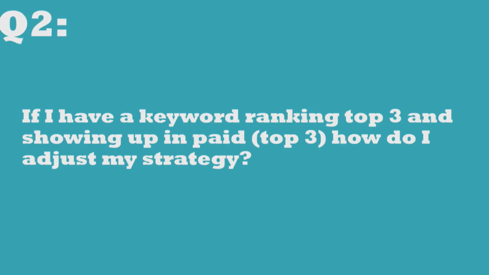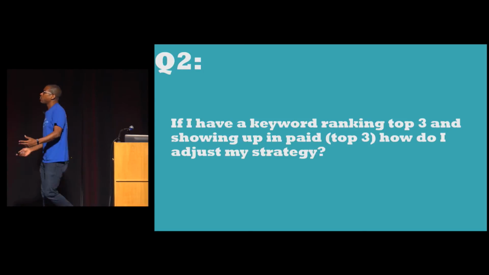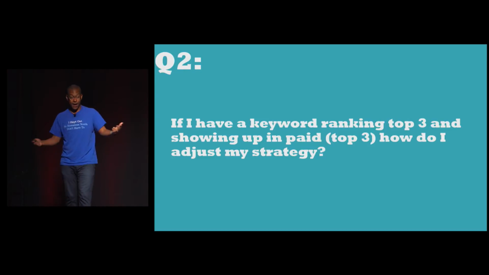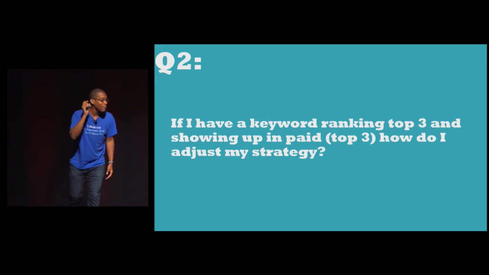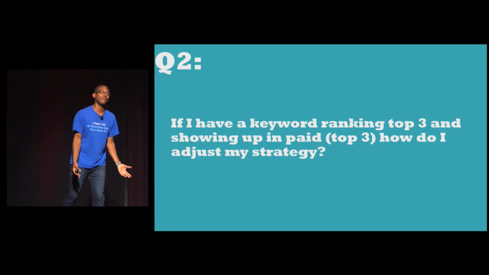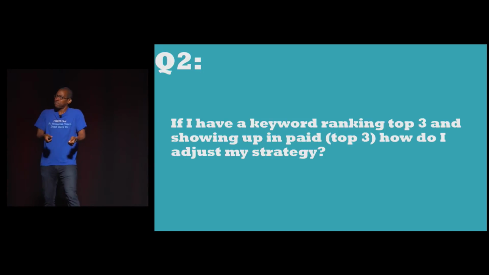This one I get all the time. Oh, if I've got a keyword ranking top 3, and I'm also showing up in paid, how do I adjust my strategy? You know, should I just pull down my paid ad, right? How many of us get that all the time? Poor PPC people, they're like, don't do it. Don't do it. It doesn't work that way, I'm sorry. But clients are like, well, yeah. And they're like, but here's this best practice.